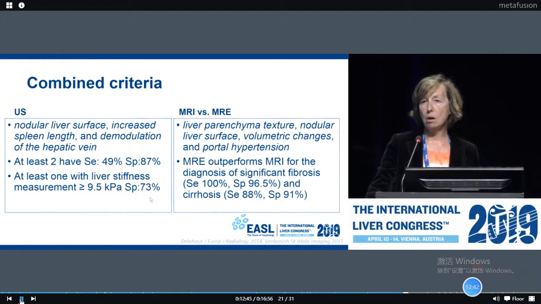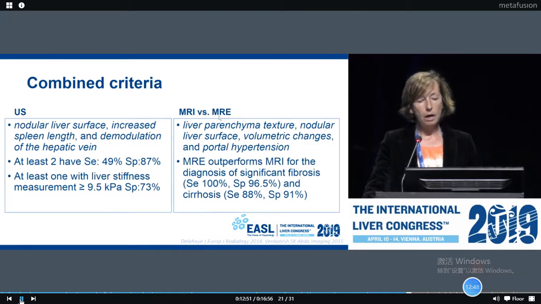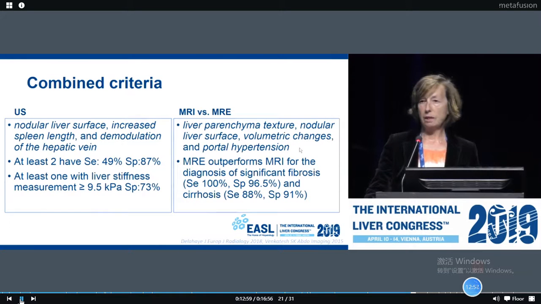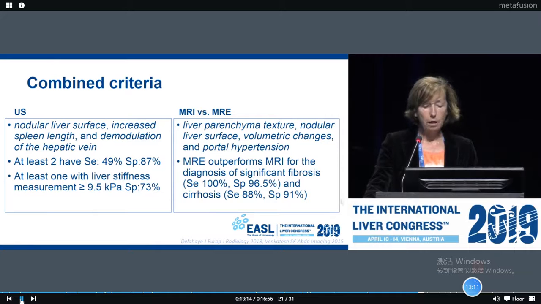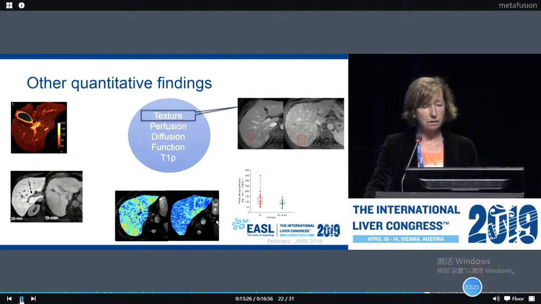This highlights the role of combined imaging criteria. What about MR and how MR elastography compares with the MR imaging? In this another study, they have selected important imaging findings at MR: liver texture, nodular liver surface, volumetric changes, and portal hypertension. And MR elastography outperforms MRI for the diagnosis of significant fibrosis with a very high sensitivity and specificity, and cirrhosis also with a high sensitivity and specificity.